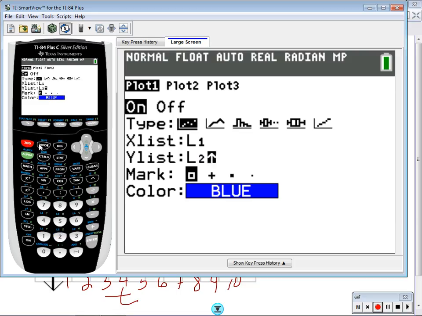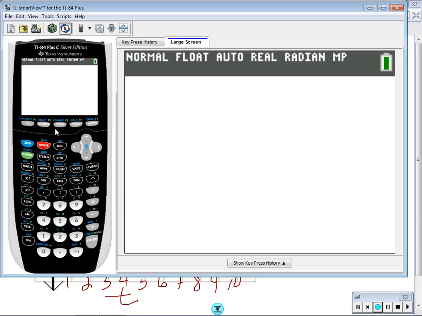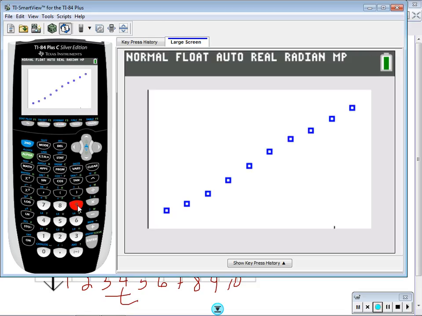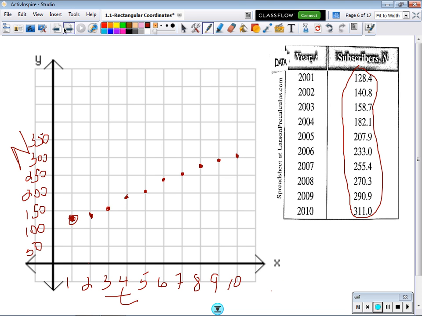Then from here, the last thing I have to do is set the window. The easiest way to do that is just to push the zoom button, and if you notice at the bottom here it says zoom stat. If I push 9 there, the calculator will just set the window for me. So there's the scatter plot of the data that we just did. That's something you can do in your calculator in a real quick and easy way.